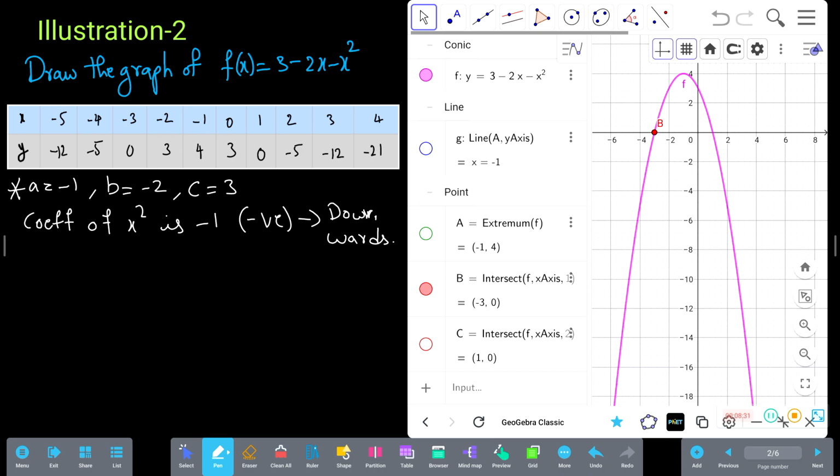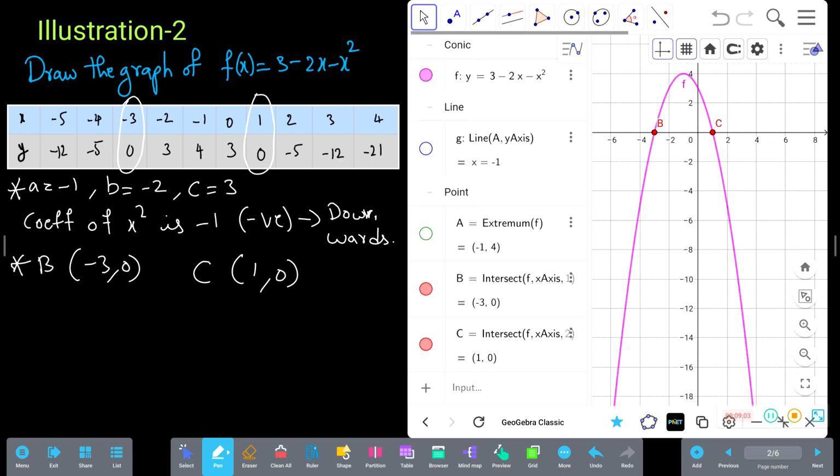Now the second point is, see the parabola is getting intersected with the x-axis at 2 points. The points are B, minus 3, 0. So this is minus 3, 0. And the second point is C, 1 comma 0. So here 1 comma 0. So these are the zeros of this polynomial, or the zeros of this parabola. It is intersecting at B and C.